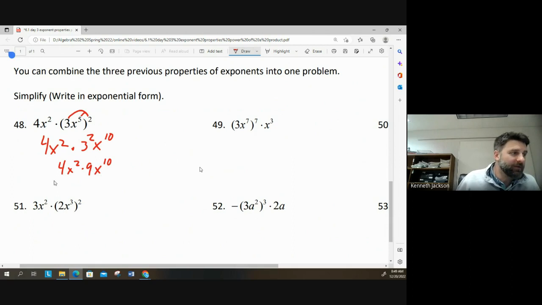Now I can multiply these two together. So 4 times 9 would give me 36. And when I multiply by the same base, I can add the exponents. 36 x to the 12th.